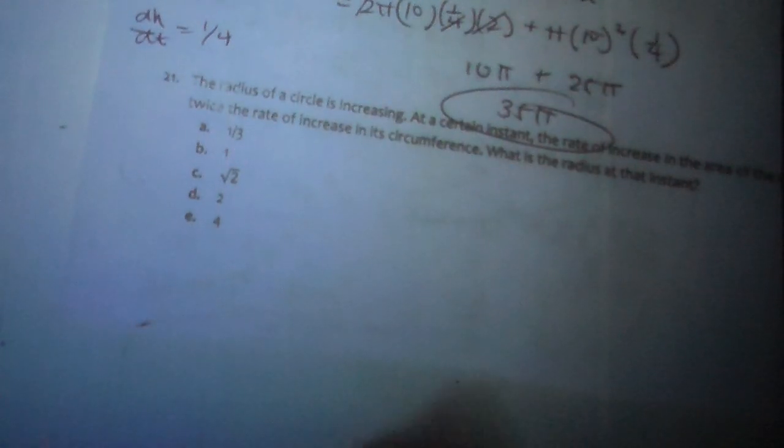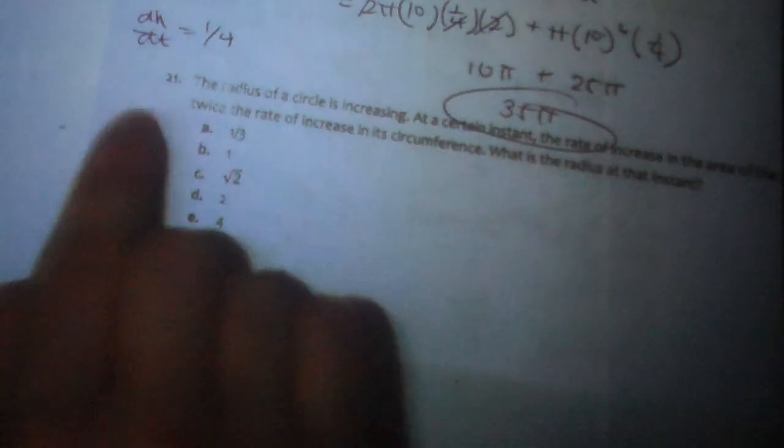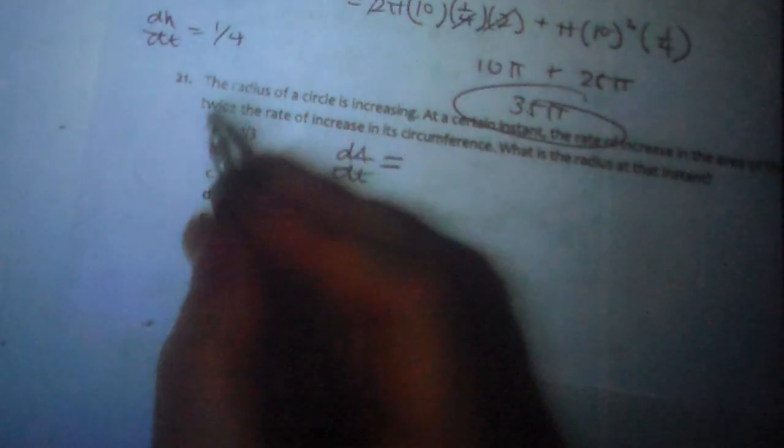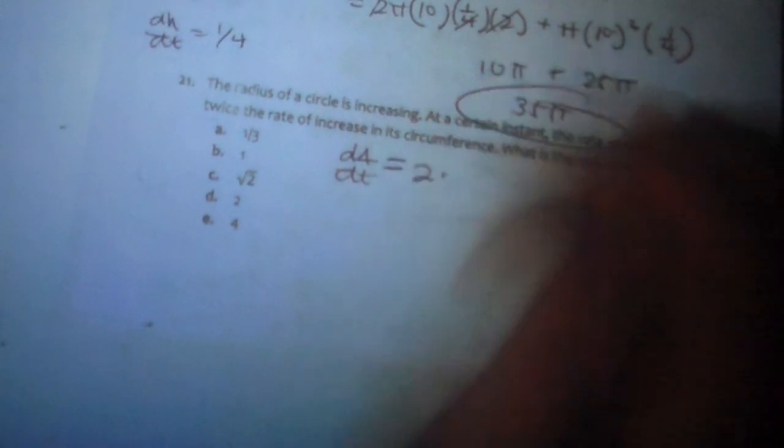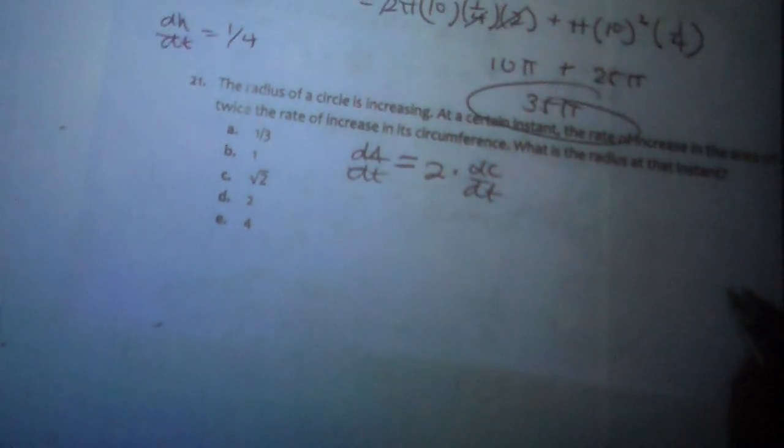The radius is increasing at a certain instant. The rate of increase in the area is numerically equal to twice the rate of increase in the circumference. So the rate of increase in the area, that's dA/dt, is numerically equal to twice the rate, so 2 times the rate of increase in its circumference, so dC/dt. What is the radius at that instant?